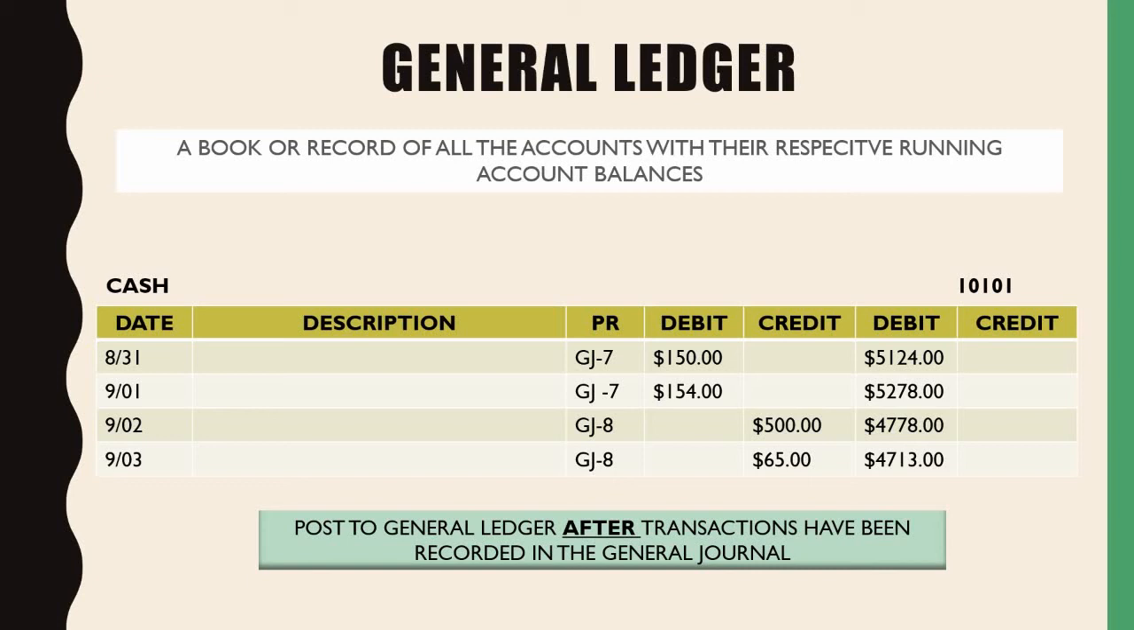Now the general ledger isn't just your checking account. It's every account that exists in the chart of accounts. So if I created a list of a whole bunch of accounts in my chart of accounts, my general ledger is going to have one table for every single account, so you can know what the account balance is at all times.